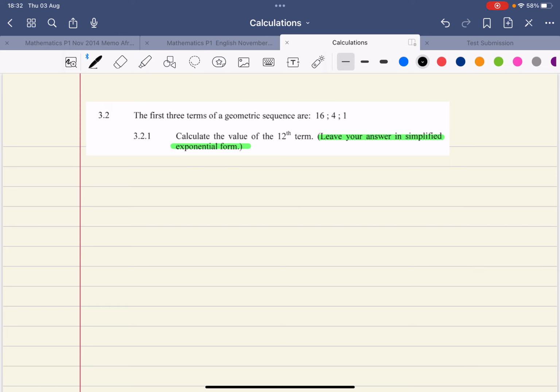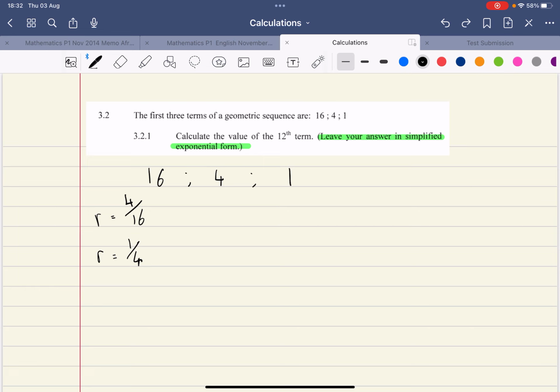So immediately they tell us this is a geometric sequence. So this is great. We know that we're going to have to find a common ratio. That's very easy to see because the terms are 16, 4, and 1. And remember, it's always the same for geometric sequences. The common ratio will be equal to 4 divided by 16, and that simplified is a quarter.